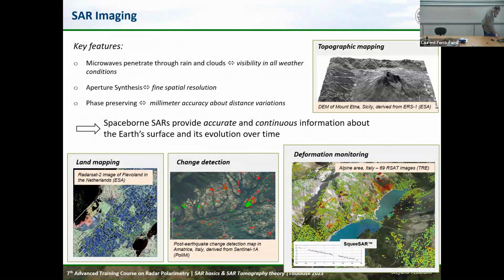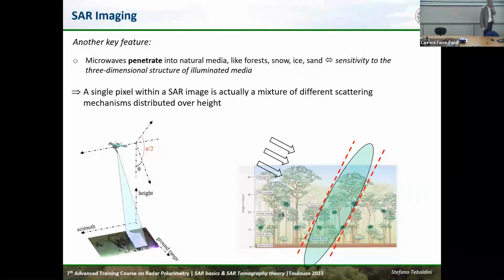But there is more to it. And this is that microwaves penetrate into natural media, as we said in the first slides. And this is the case of snow, forest, vegetation in general, ice, sand. And this basically means that when you look at the SAR image acquired over a forest, say, you have to think that each pixel, so the number that characterizes each pixel in this image, is actually the contribution. Sorry, I'm fighting with this microphone.